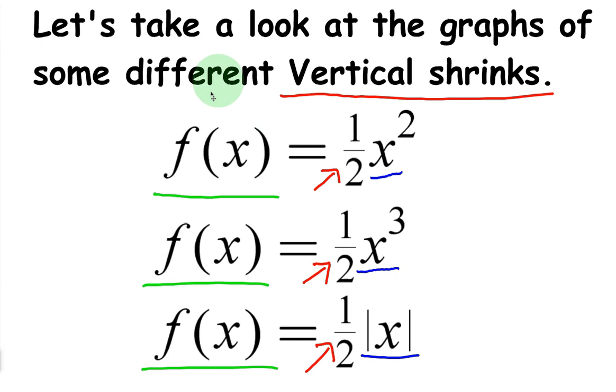Now we're going to take a look at vertical shrinks. We looked at vertical flips. Now we're going to see what happens when the graph shrinks. First of all, we're going to look at f of x equals 1/2 times x squared. Notice the 1/2 is not in parentheses like the horizontal. That would be a horizontal stretch. It's outside of the total function x squared.